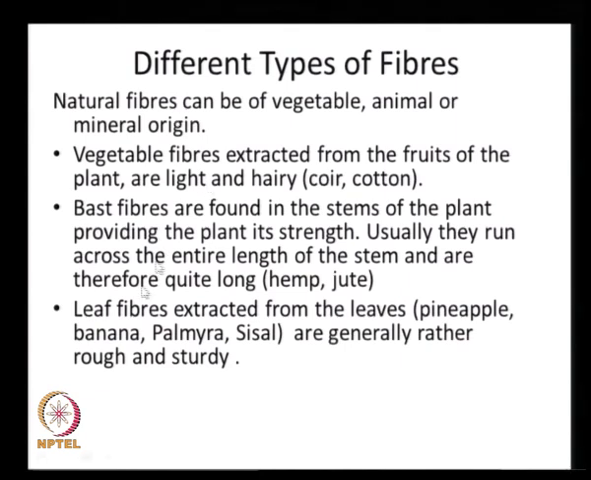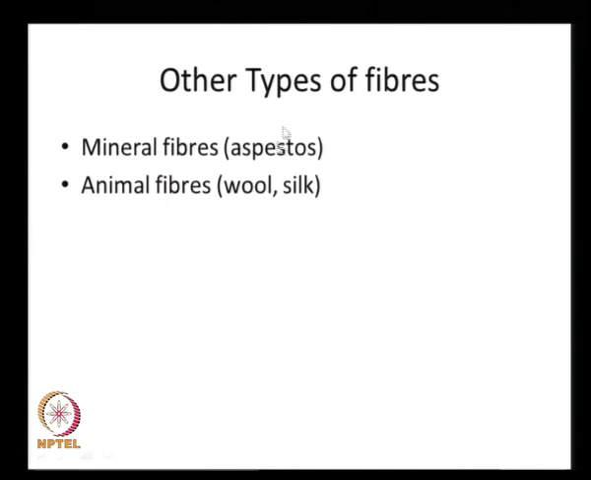And there are also leaf fibers. Some examples are the pineapple, banana, palmyra, sisal, and these are generally rather rough and sturdy, and they can be used for several applications. The palmyra leaves have been used right from the ancient days in India for writing our scripts and for other writing purposes. And the other types of fibers that we have are mineral fibers, asbestos, sorry, there is a spelling mistake, and animal fibers, wool and silk.